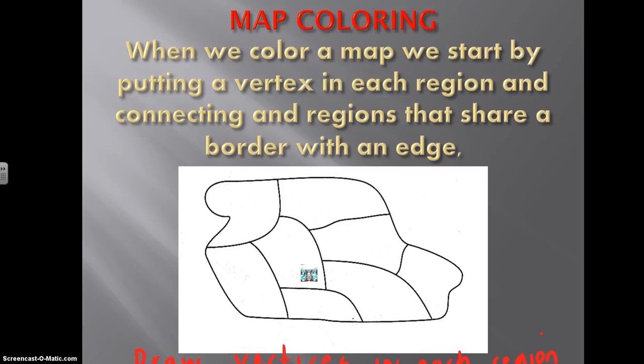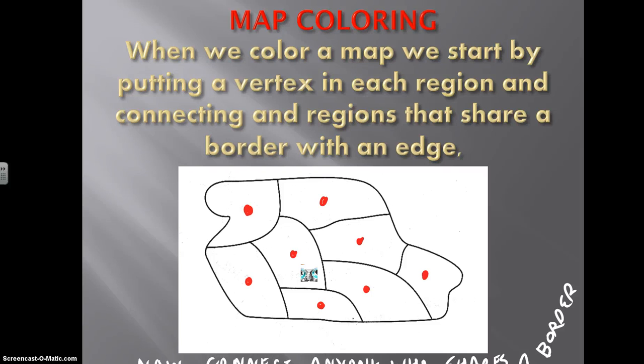The way we color maps is very easy. We start by placing a vertex in each of the regions. And then any regions that share a border need to be connected with an edge because it means they're in conflict because they cannot be the same color. So take a minute and see if you can draw all of the correct edges in.